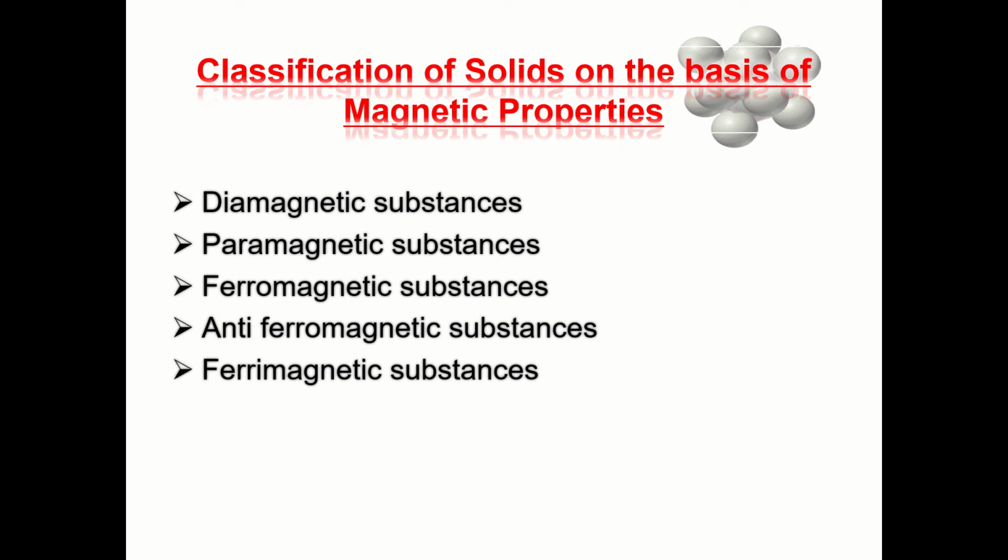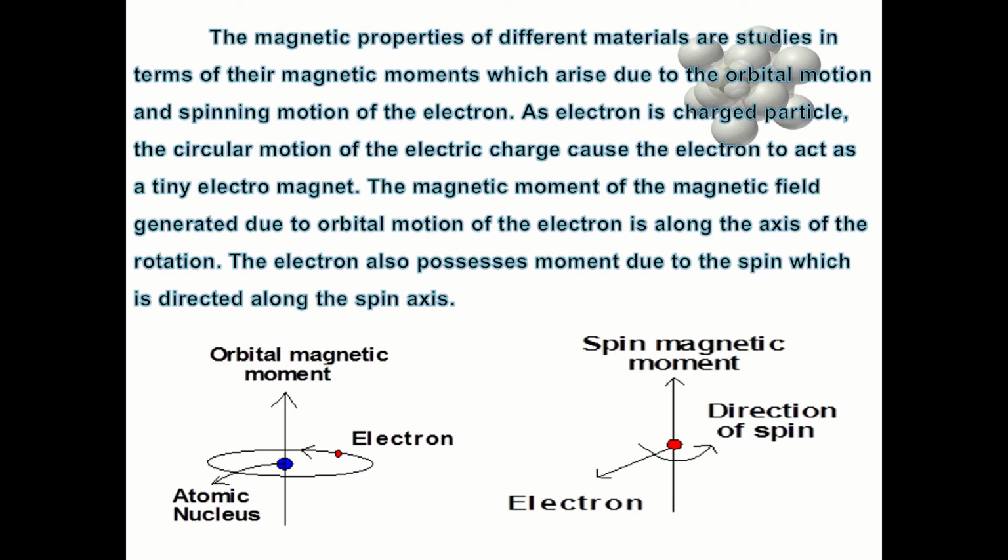Now, what is the reason behind the magnetic property of the solid, or how does a solid show a magnetic property? When a solid is placed in an external magnetic field, it shows mainly two types of behavior. Either it is attracted towards the external magnetic field, or it is repelled by the external magnetic field. So this magnetic property in solids is due to what? First, we'll try to understand this.